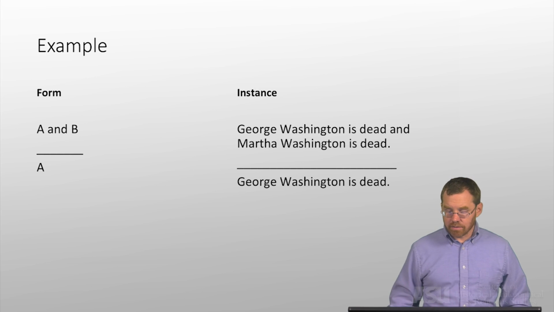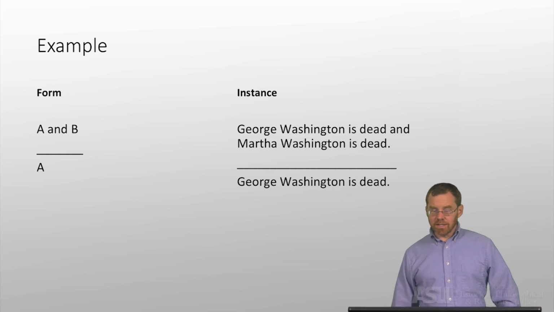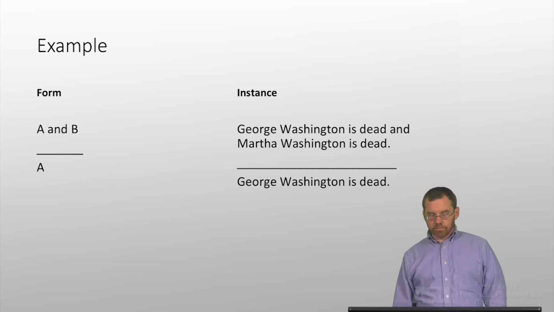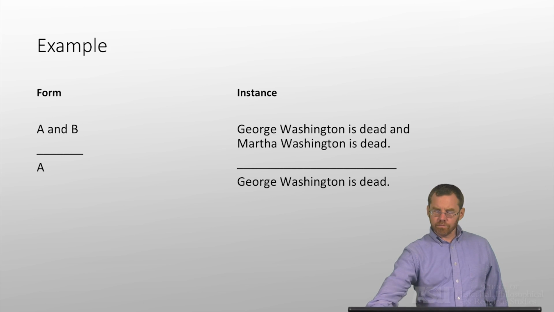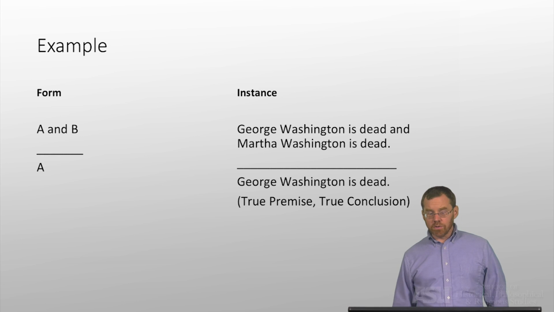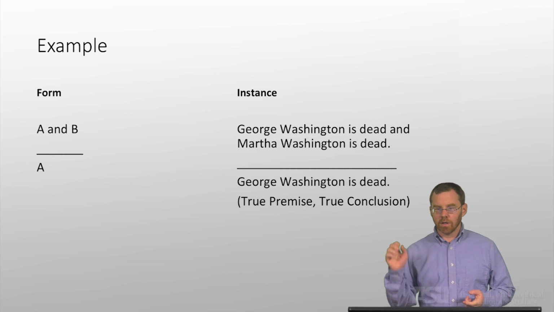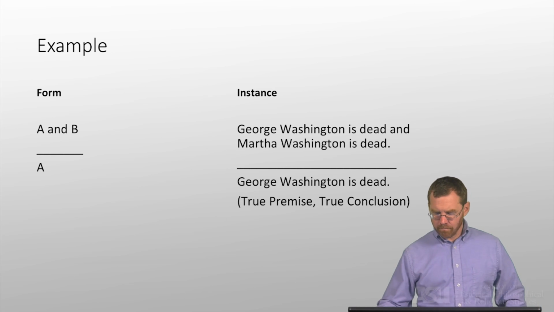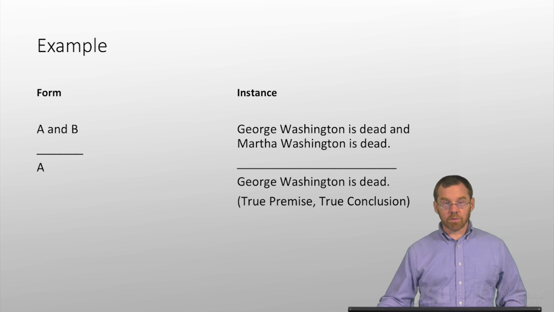So let's look at an instance. George Washington is dead and Martha Washington is dead. Therefore, George Washington is dead. True premise, true conclusion. Is the premise true? George Washington is dead and Martha Washington is dead? Yeah, they've both been dead for a couple centuries now. Is the conclusion true? Yes, George Washington is dead.